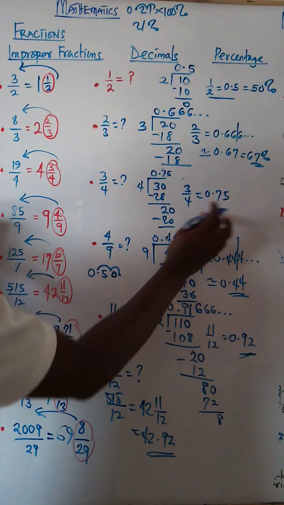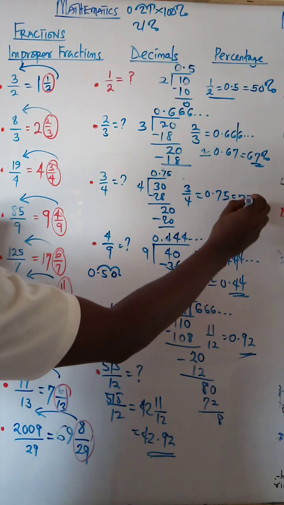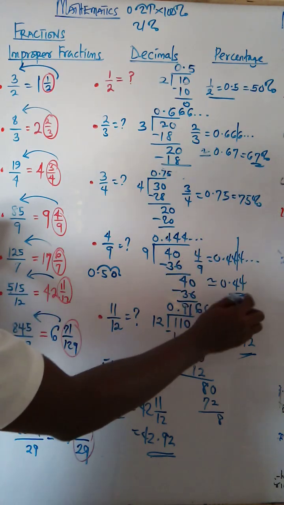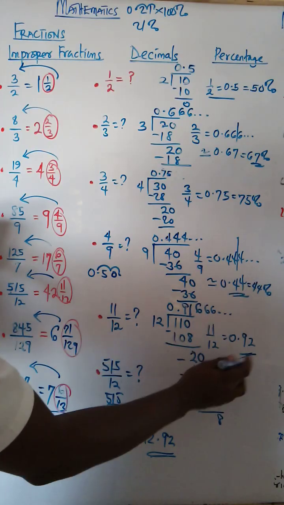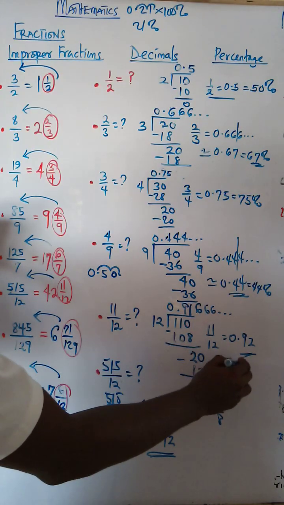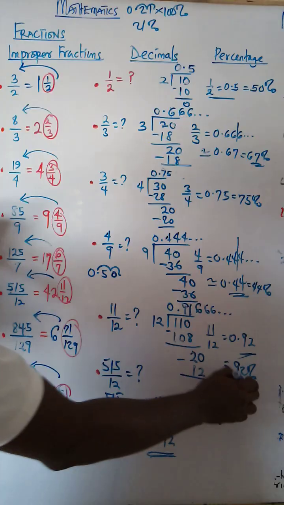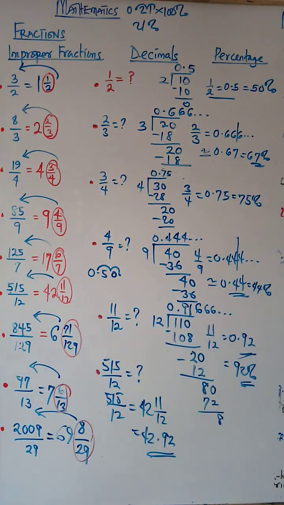What about 0.75? 75%. What about 0.44? That is what? 44%. What about 0.92? That is what? 92%. Let me just give several decimals, and let's convert them to percentage.